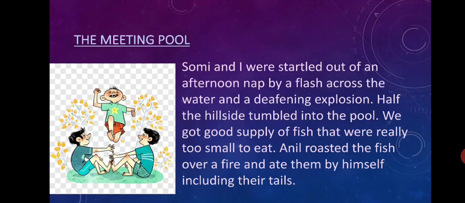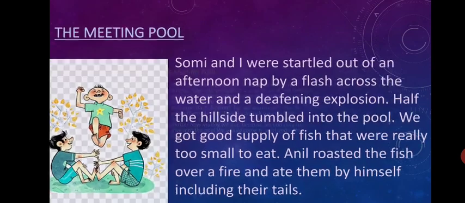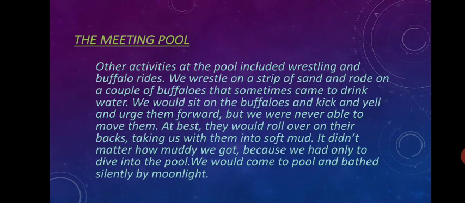Okay, finally they got a good supply of the fish, but the fish were too small to eat. They could not kill the big one. Anil had killed all those small fish, so the others denied eating the fish. So what happened? Anil roasted the fish over the fire and ate them all by himself, including the tail of the fish. Now, we came to know that Anil, Swami, and Rusty enjoyed fishing and swimming at Rusty's pool.